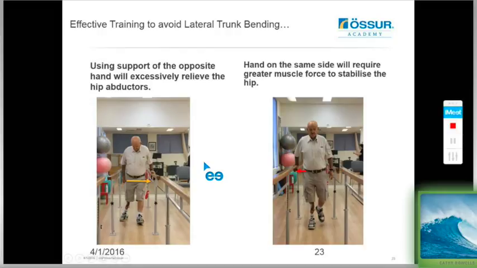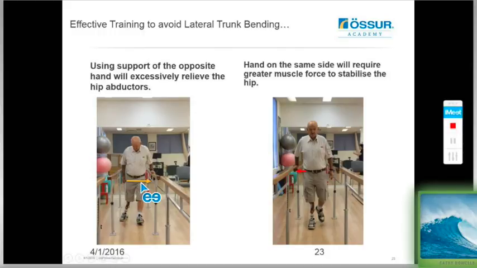If we look at the way we train people in the initial stages, we can do this much more effectively if we look at how we're getting them to support themselves with their hands while they're learning to weight bear on the prosthesis. So in this case here, the arrow represents the amount of relief he's receiving from his hand support for the hip abductor muscles on the prosthetic side.